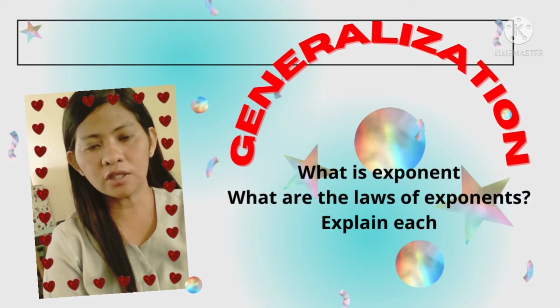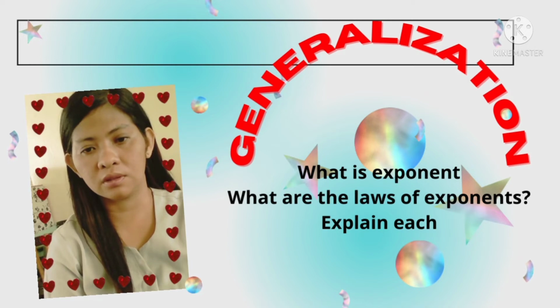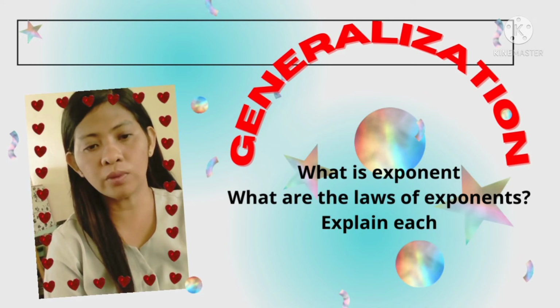Okay class, before I give you some problems, we will first have a recap about our lesson. I have some questions for you to answer. What is an exponent? An exponent is a number written in the upper right side of the base. It indicates how many times the base is multiplied by itself.